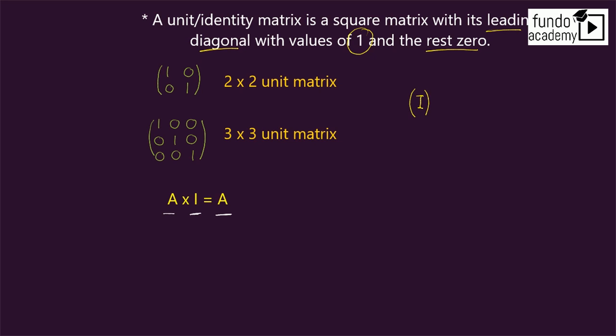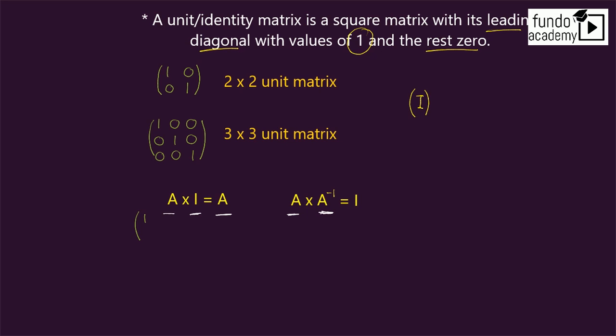If you multiply, in this case, a matrix A by a unit matrix I, you're gonna get matrix A. And also another very important point is, if you multiply a matrix by its inverse, in this case we've got matrix A multiplied by its inverse, A inverse, the result will come out a unit matrix I.